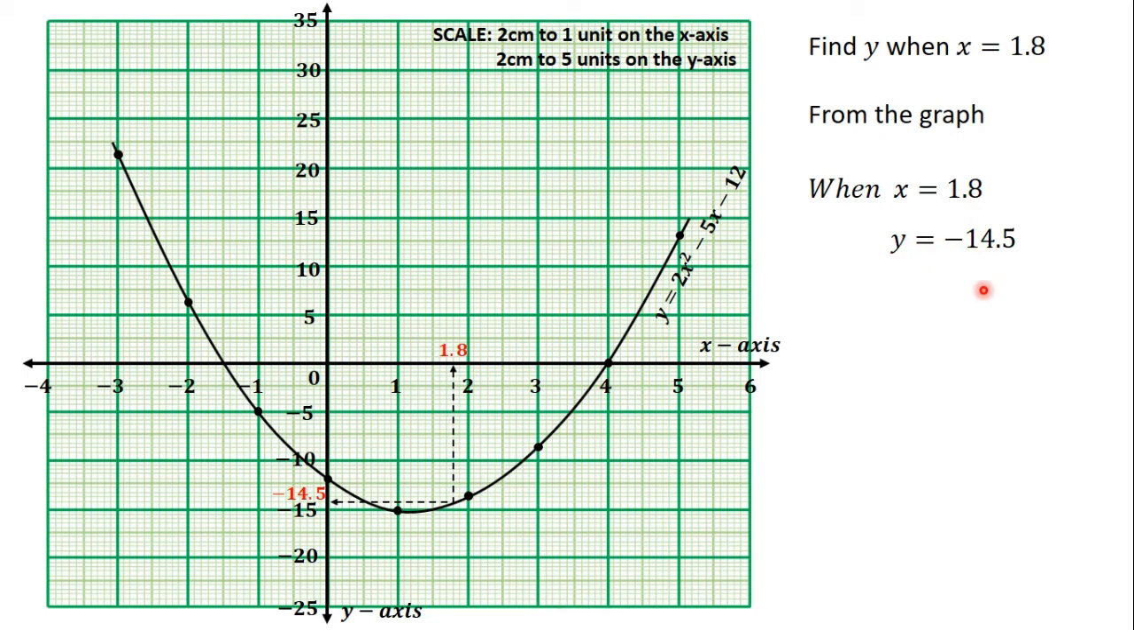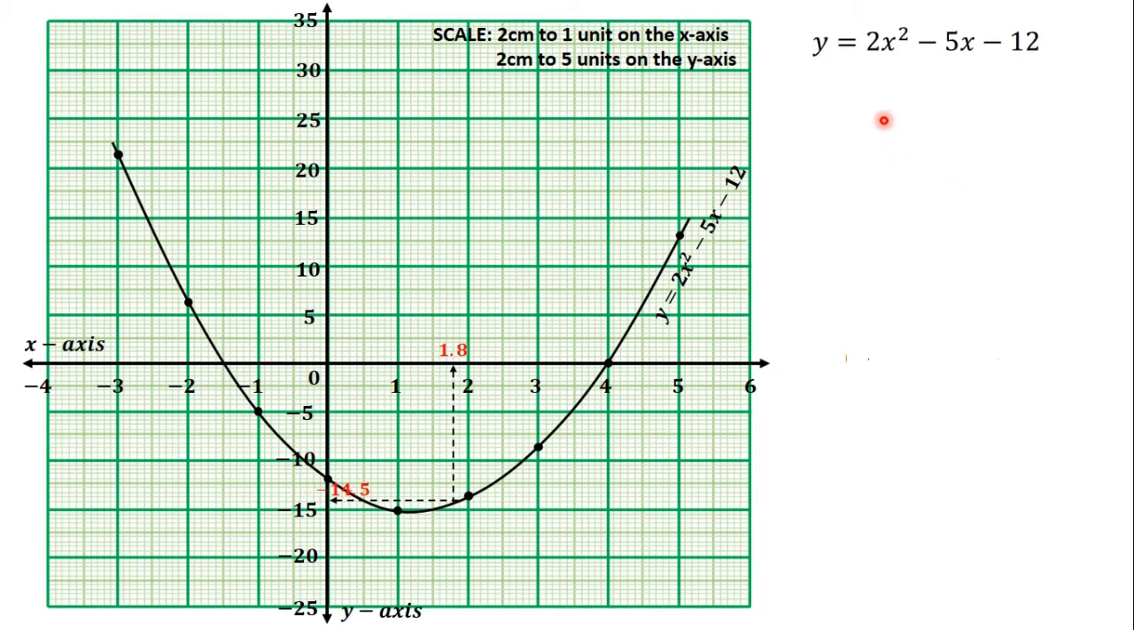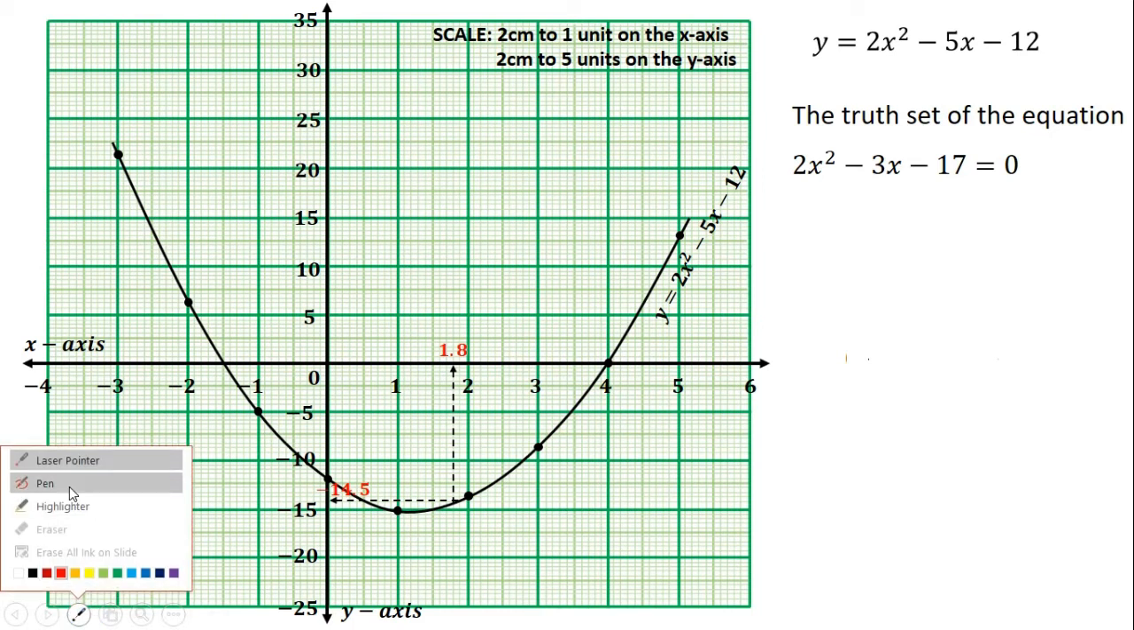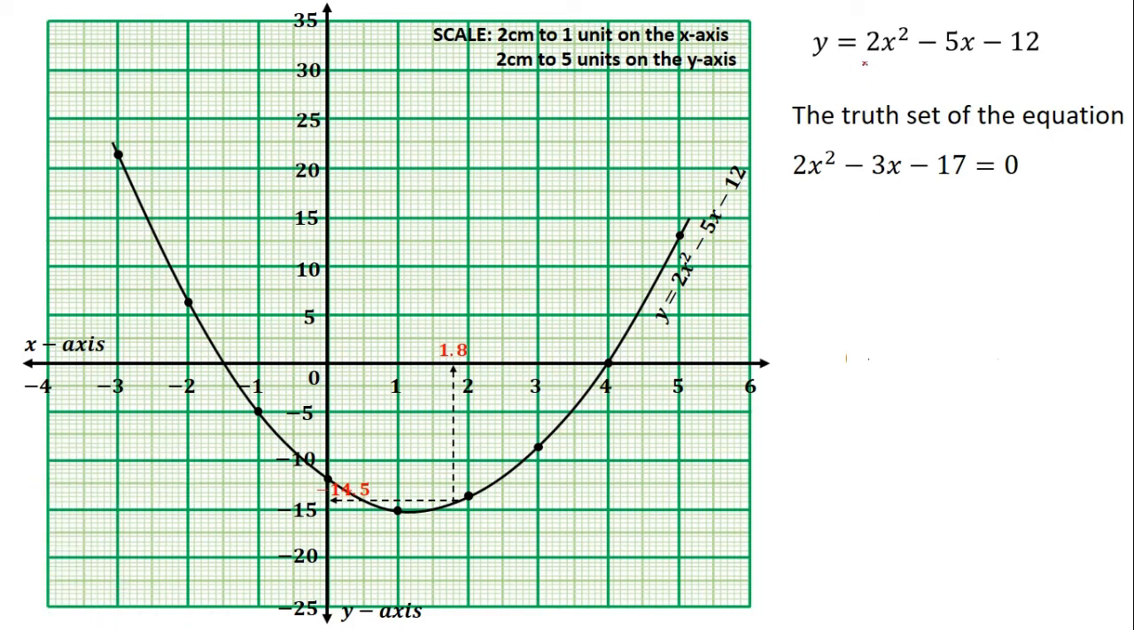Let's answer the last question. The last question is, use the graph to find the solution set of the equation 2x squared minus 3x minus 17 is equal to 0. The quadratic equation whose graph we have drawn is y is equal to 2x squared minus 5x minus 12. We can see that the quadratic expression in the function, which is 2x squared minus 5x minus 12, and the quadratic expression in the equation, which is 2x squared minus 3x minus 17, are different.